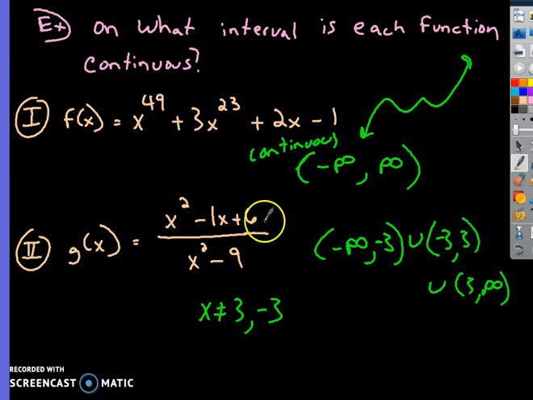Just for the record, you could have tried to factor this numerator to see if any factors canceled out with the denominator. But even if they did cancel out, it would create holes. So no matter what, it would still be a point of discontinuity. So it's continuous everywhere else, because these numbers aren't a part of the domain.